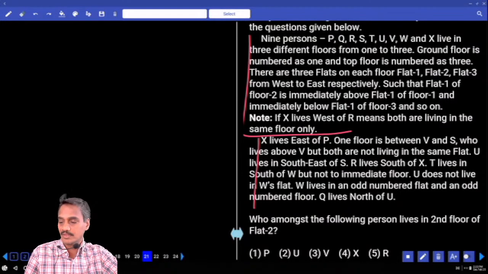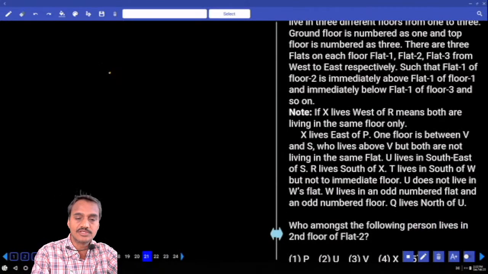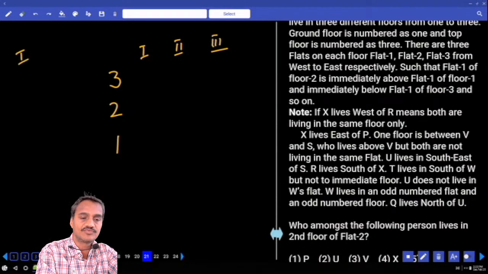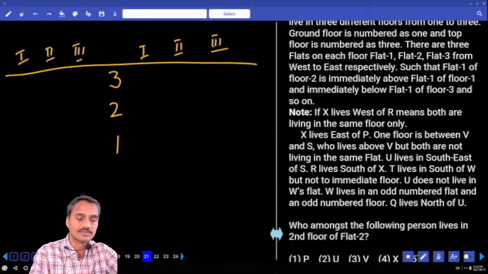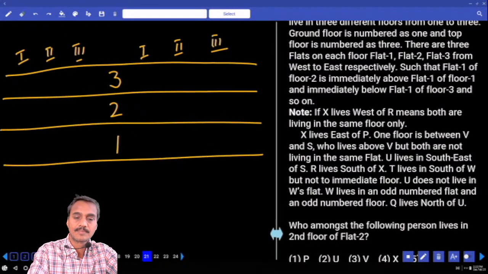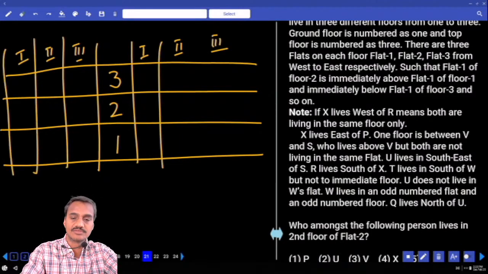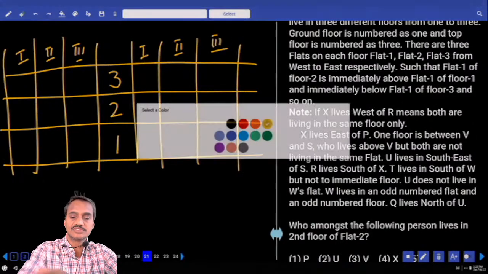Then coming back to this one, now 3, 2 and 1, now 3, 2 and 1, and so first flat, second flat, third flat, right? And similarly here again, first flat, second flat, third flat. Now this is the information given, and then coming to condition number 1. I told you the first condition.